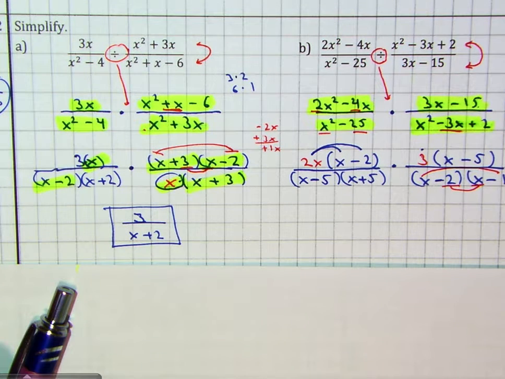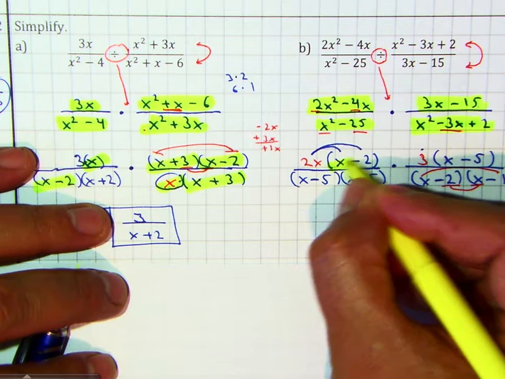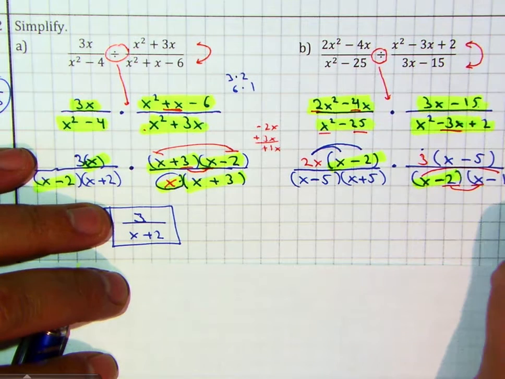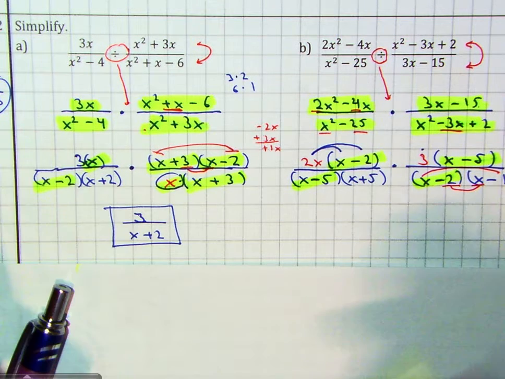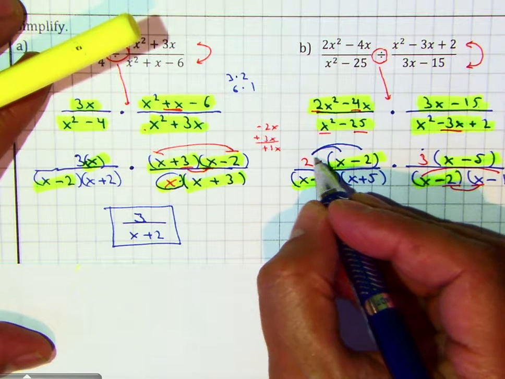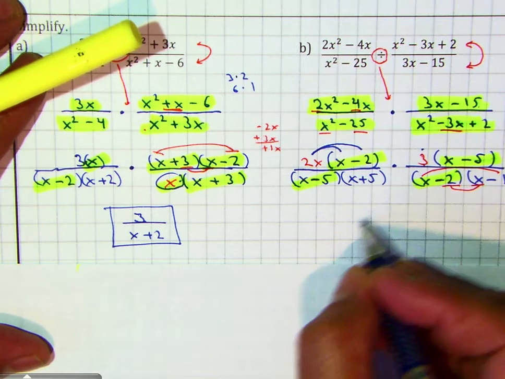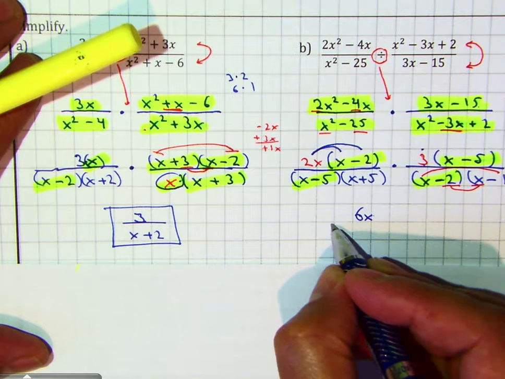And now I can take out my factor. I can cancel my factors. My x minus 2 is gone. My x minus 5 is gone. And that's it. So therefore I can just multiply what's left, 2x and 3. I can place 2x times 3, but that will be 6x over.